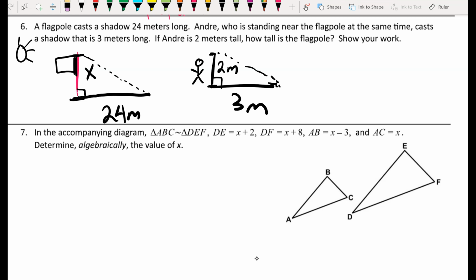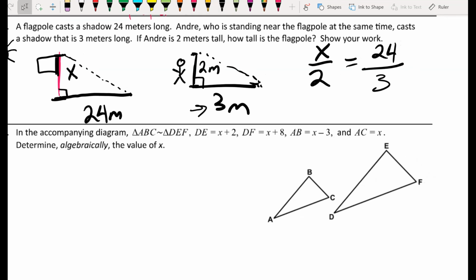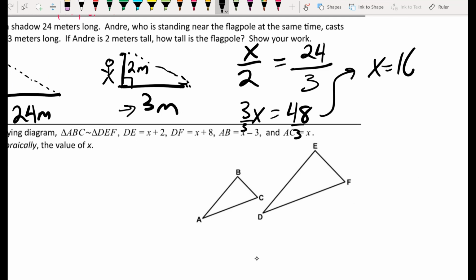I'm going to set up a proportion where I start with the big side. I'm going to start with x. That would correspond with Andre's height over there, 2, is equal to, again, I'm going to go back to my big triangle, 24, over the length of Andre's shadow, 3. And again, remember to solve the proportion, I'm just going to cross multiply. 3 times x is 3x, and 2 times 24 is 48. If I divide out that 3 on both sides, I find that x is equal to 16 meters. So this flagpole is 16 meters tall.